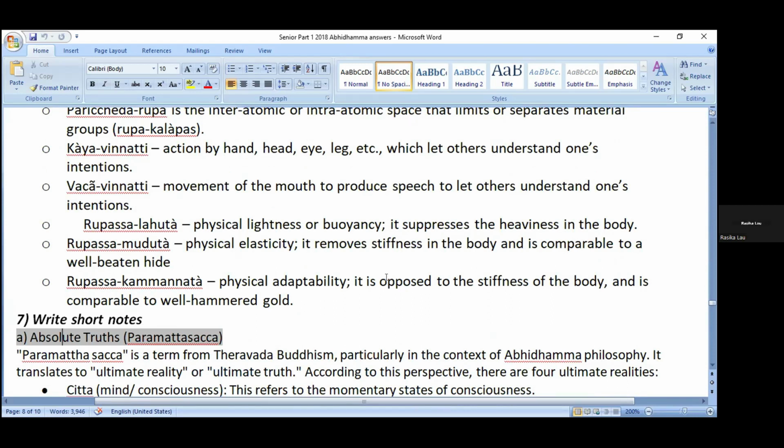One thing I'll point out to you, in senior part one, there's a section called short questions. For these short questions, you can write any four of them.